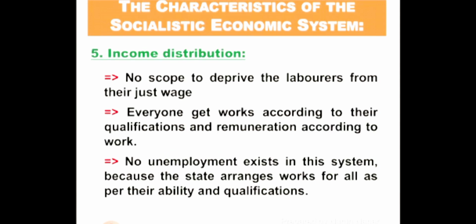Characteristic number 5 is about income distribution. In this lecture, earlier, I have discussed the distribution process, and the distribution process of a socialistic economic system is always balanced, as it is always controlled by the government or the central planning of that country. So there is no scope to deprive the laborers of their just wage.